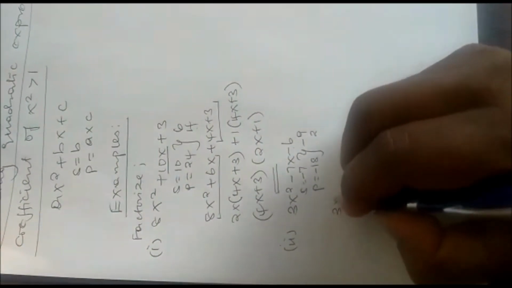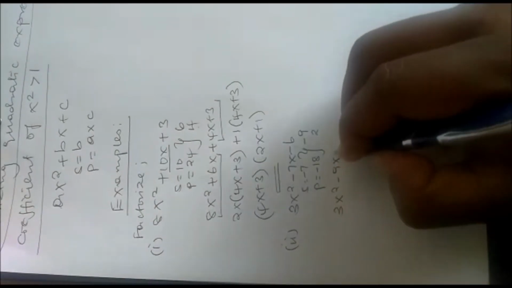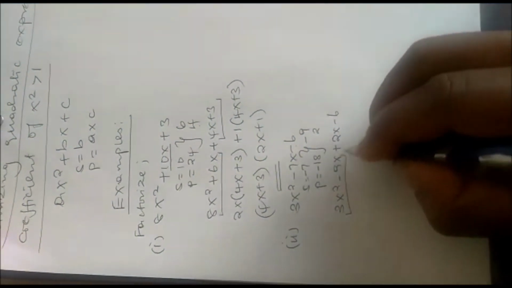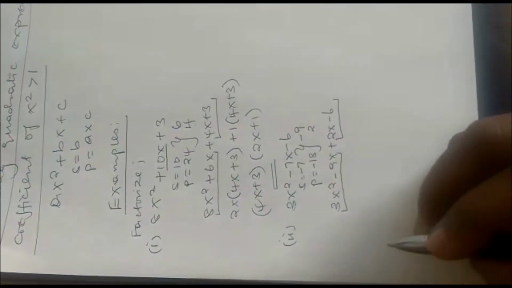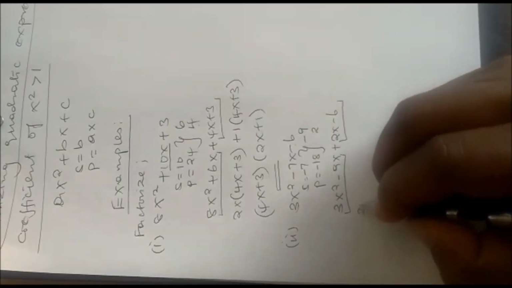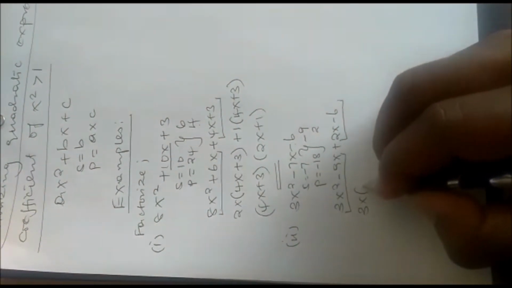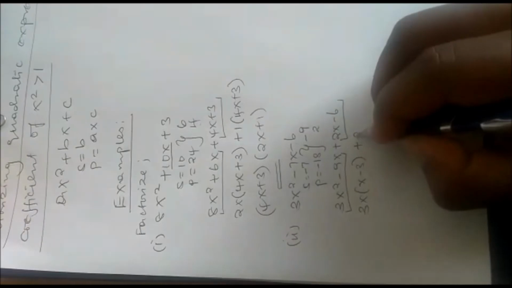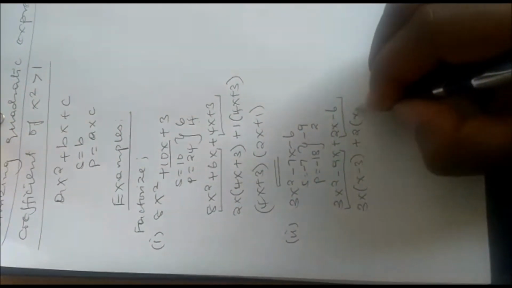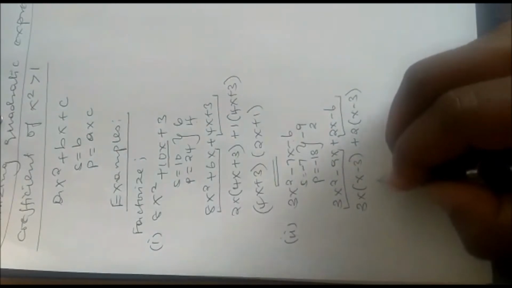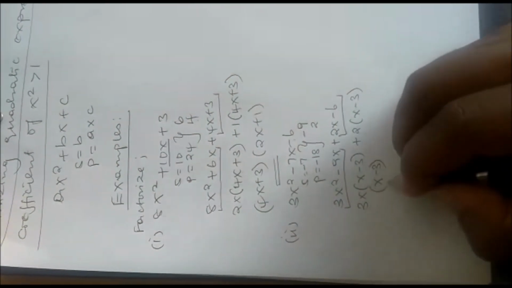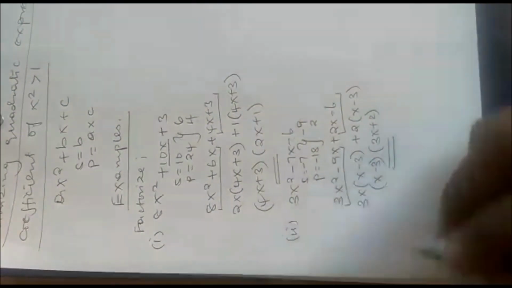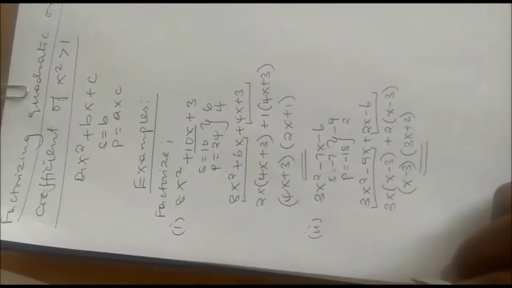So we shall have 3x squared minus 9x plus 2x minus 6. We pair them up. In the first pair, we have 3x being common, so it will be 3x into x minus 3. In the second pair, we have 2 being common, so in the bracket we end up with x minus 3. Therefore, the factors will be x minus 3 times 3x plus 2. So, in this case, that gives us our answer.